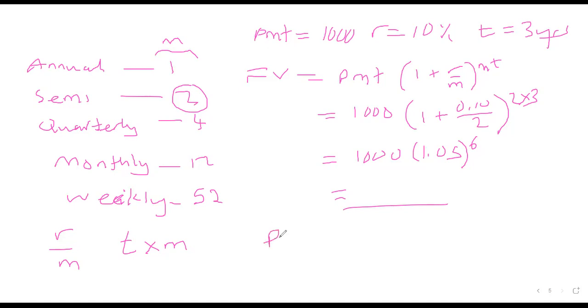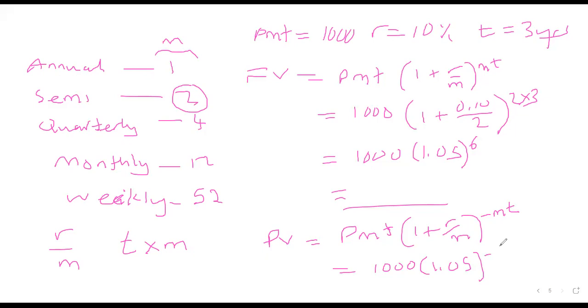Whereas the present value is simply, you can use the same formula, payment times 1 plus R over M, to the power negative MT. So the same figures here, we're going to have 1,000, 1.05 to the power negative what? Negative 6. That's the only difference because the present value will be smaller.